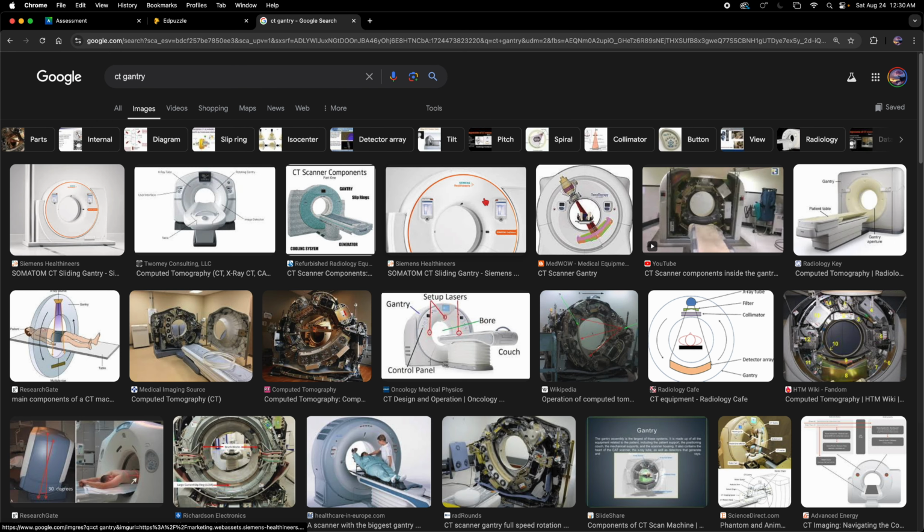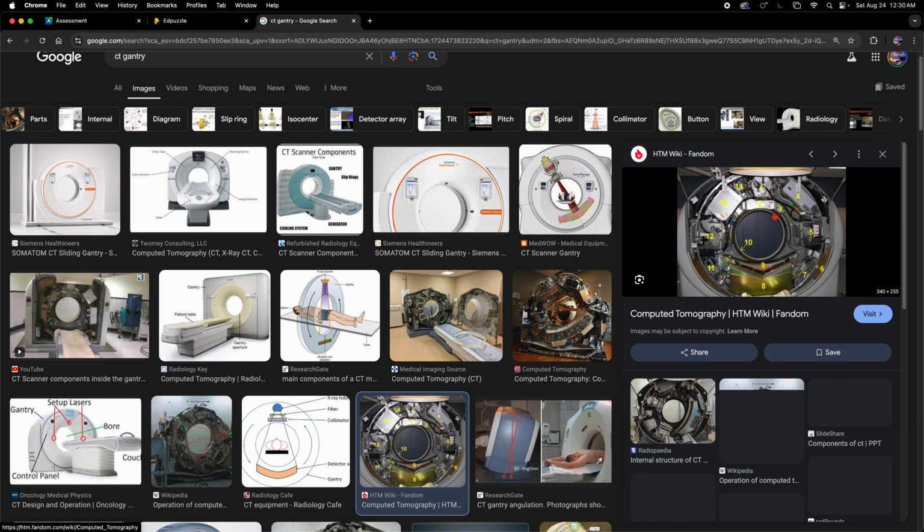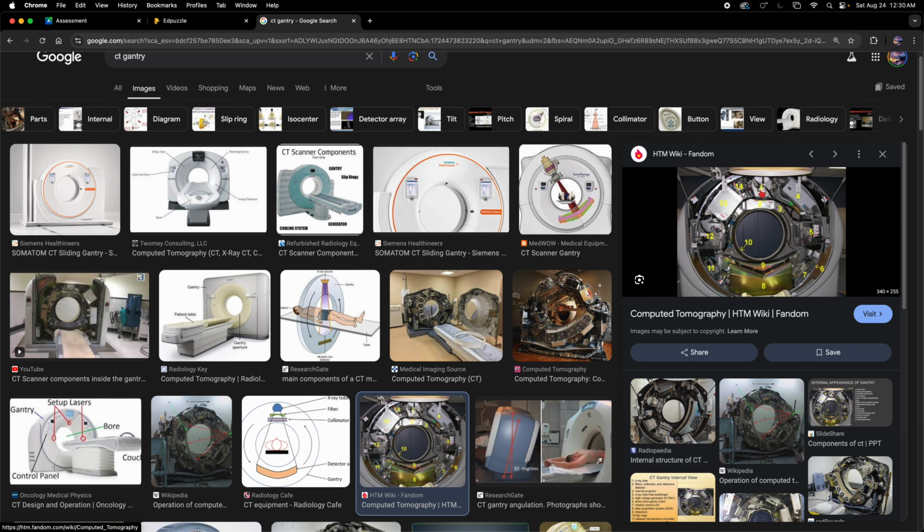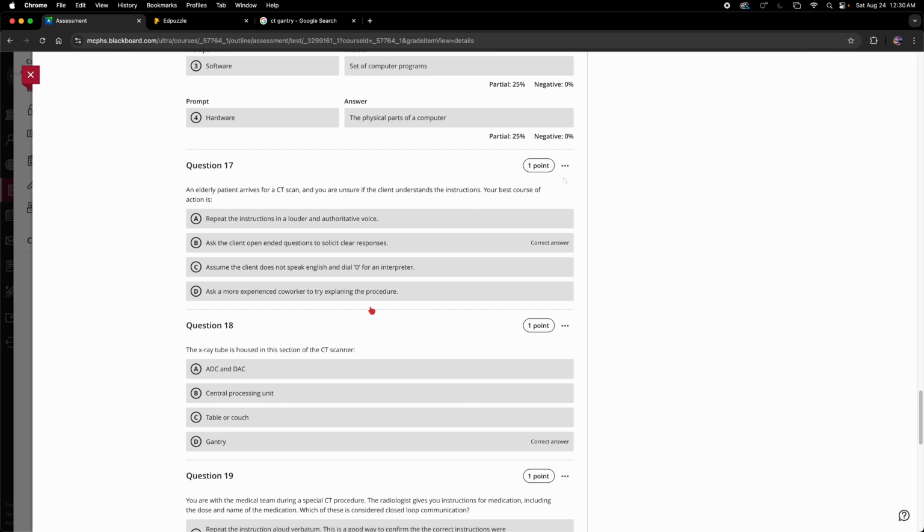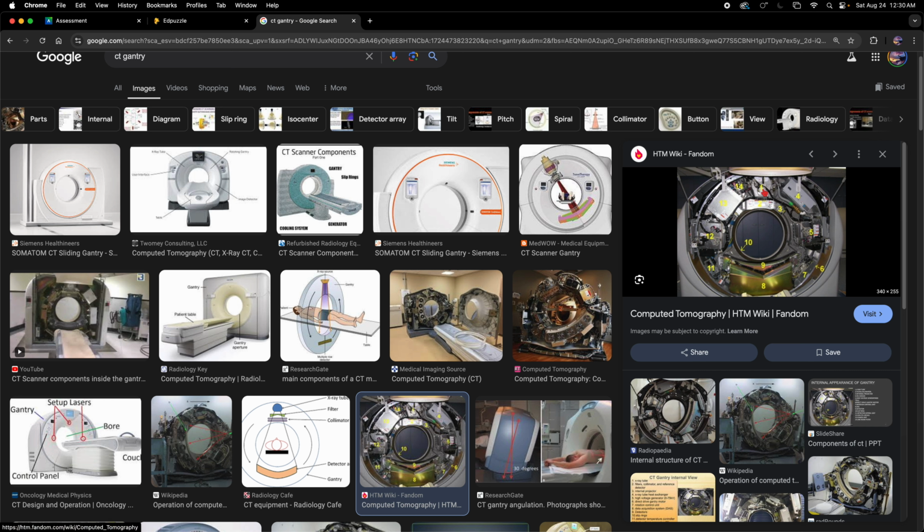this is the gantry right here. This is where the CT tube is. You can see it here in this image. That's the X-ray tube. Those are the detectors. All right, so the X-ray tube is housed in the gantry. On this image, you can see it here. So these are the detectors under here.